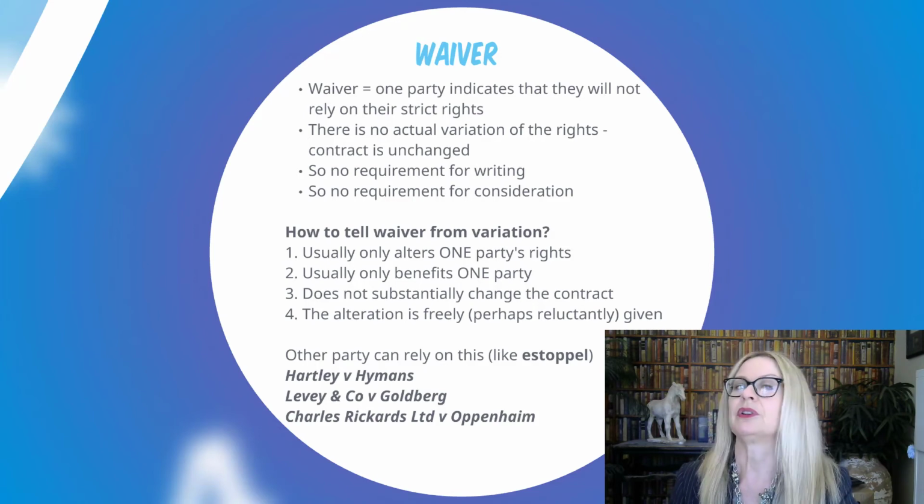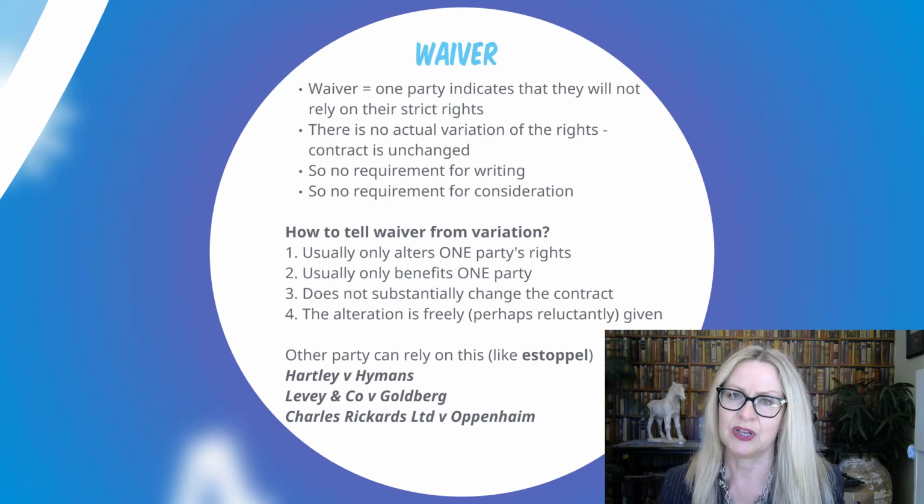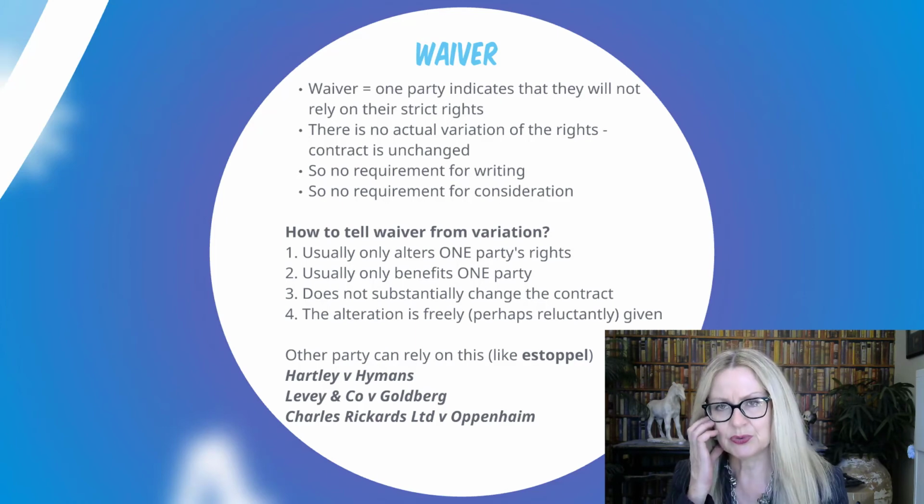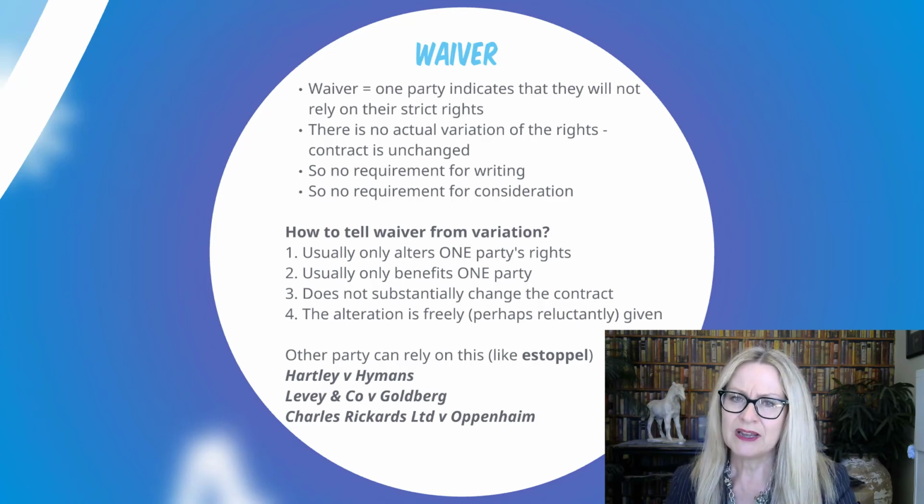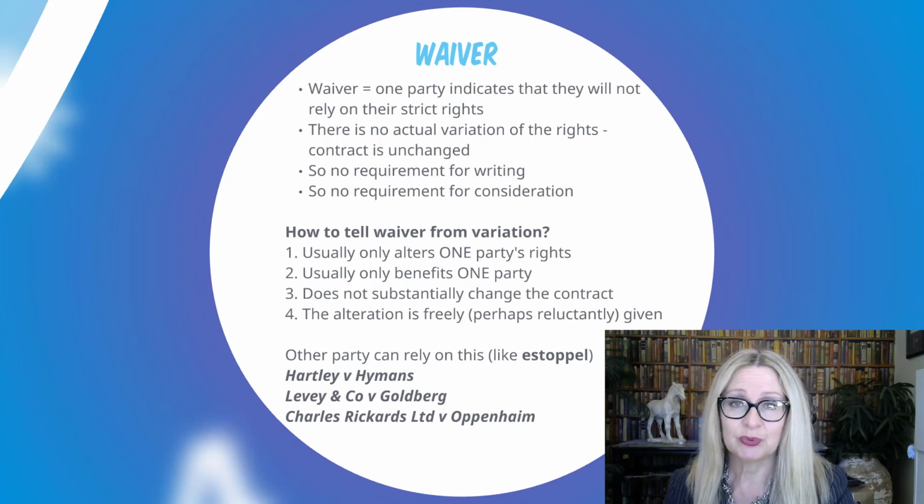All do very similar things. Variation of a contract obviously is a contractual way of rearranging a deal. Waiver and estoppel are things that happen outside the contract, representations that are made outside the contract that affect the way that parties can enforce their contractual rights. So a waiver is where one party indicates that they're not going to rely on their strict contractual rights. So already you can see parallels with representations made for which were found in estoppel.